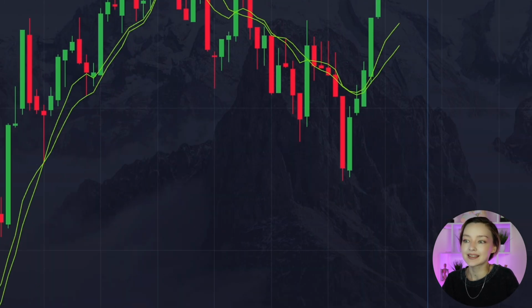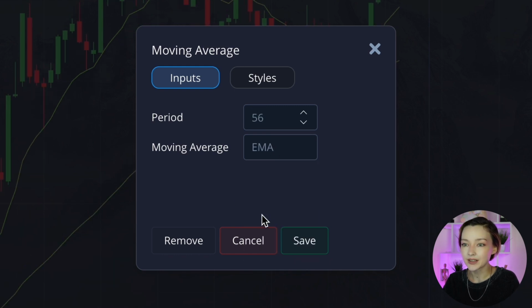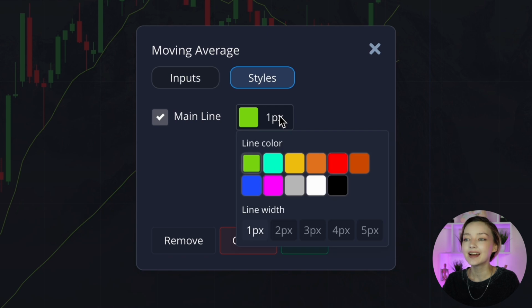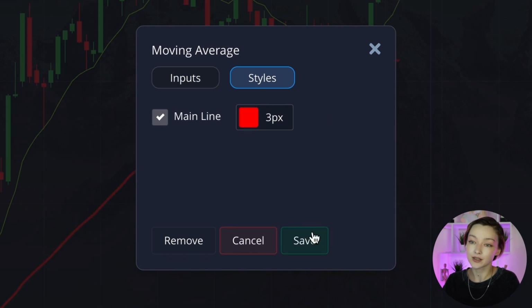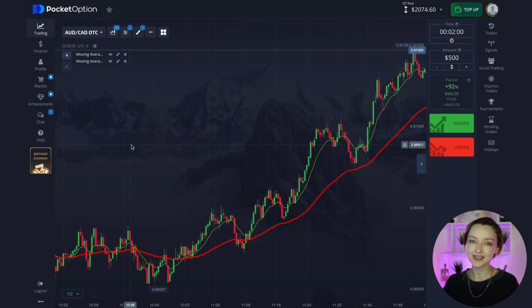Now to the settings of the second indicator. 56 right here as the period. The display type is EMA just as well. This one is gonna be red and 3 pixels bold, 3 pixels. So click and save, and now we've got this kind of a situation in the chart.